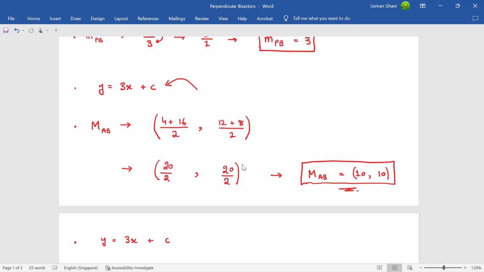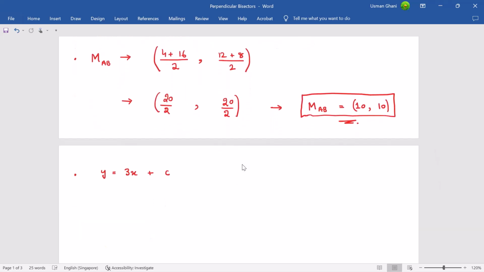And for an equation, Y and X represent the coordinates of a point that lies on this line. So only the midpoint qualifies to be plugged into this equation. So Y is 10, equal to 3 times the X coordinate, which is also 10, plus C. So the method was basically to insert the midpoint of AB, which was (10, 10). So basically do the math. This is going to be 30 plus C, and C is simply going to be minus 20.